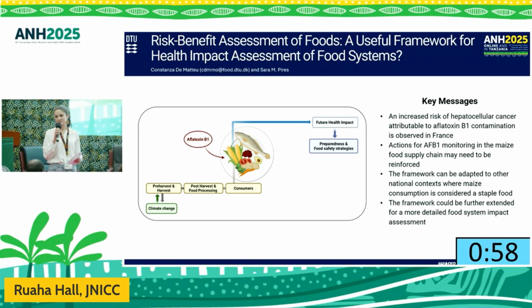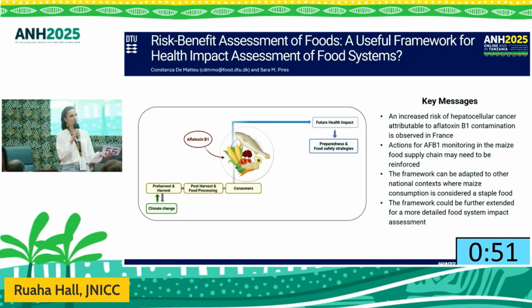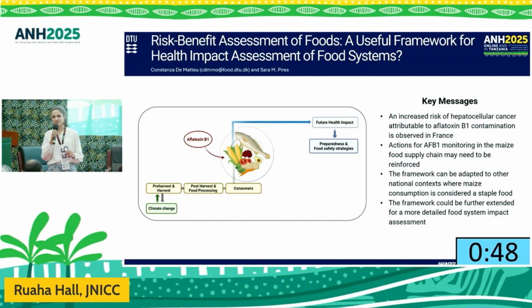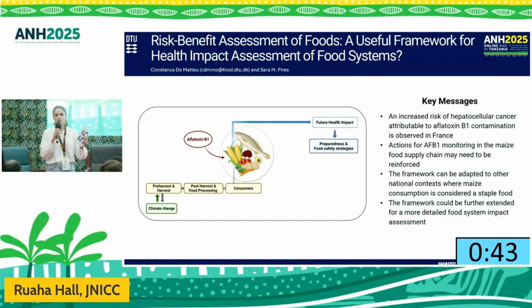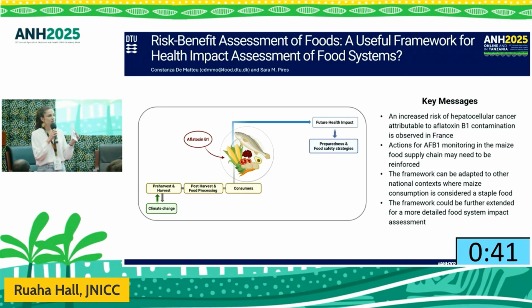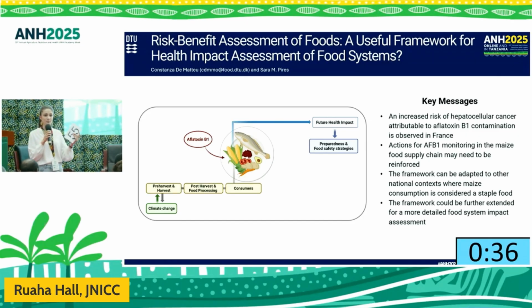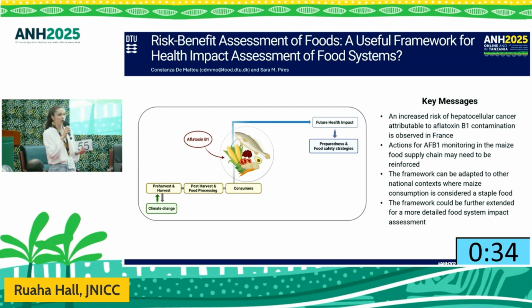So risk-benefit assessment is an interdisciplinary framework that can support food policy decisions by evaluating trade-offs between different health components present in foods. With a food system and a future-looking perspective, we adapted part of this framework to target emergent risks. So we conducted a case study focusing on one health outcome, aflatoxins and hepatocellular cancer, and we predicted the impact of increasing temperatures due to climate change on aflatoxin contamination in maize and maize-based products in France.